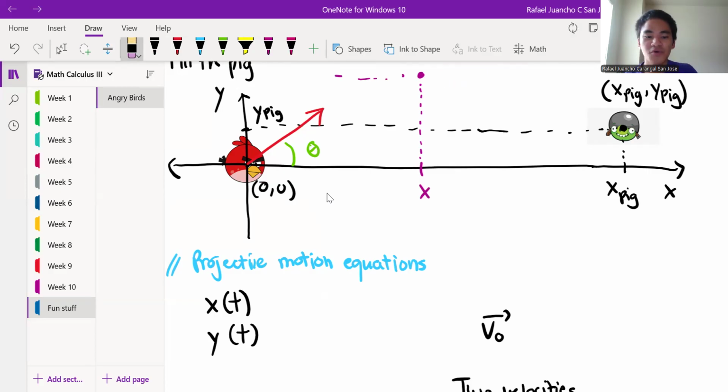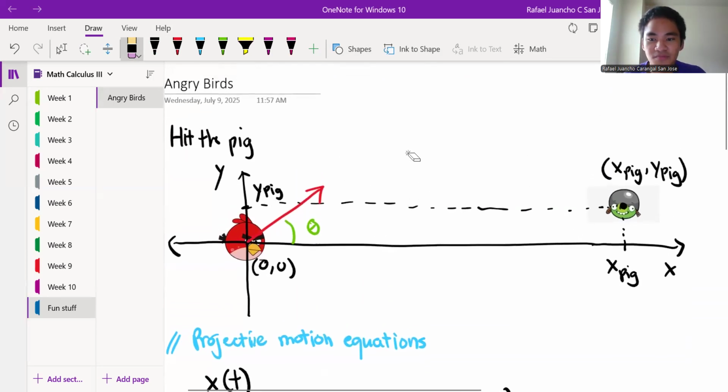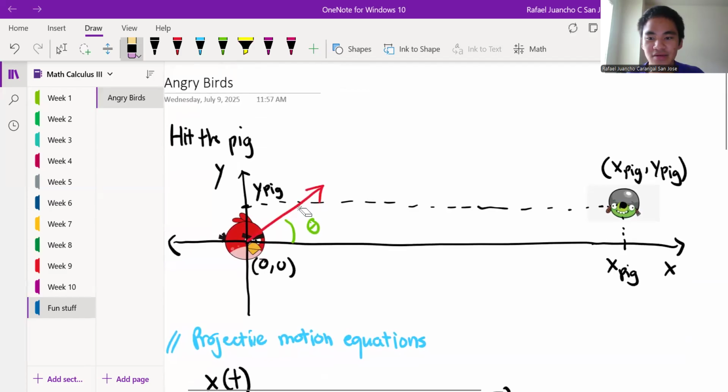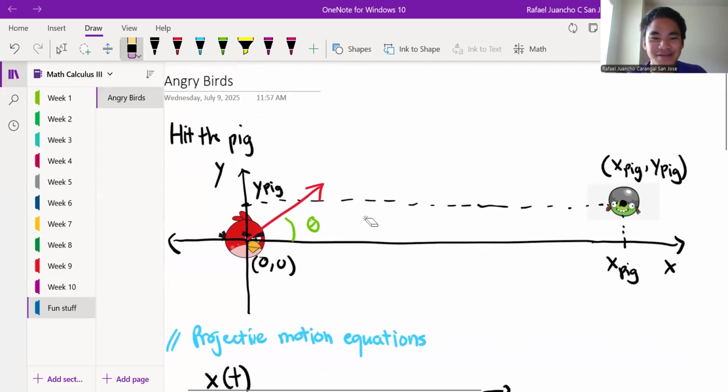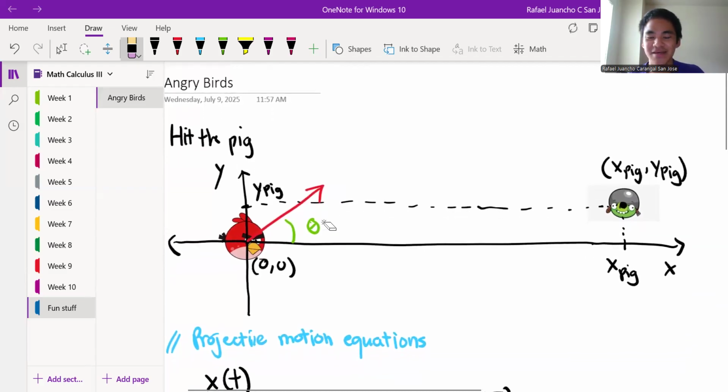And so we want to create a function where, given some time or after some time, the bird is exactly at this position. The bird is exactly at another position. So that's the idea. And our goal here is we want to hit the pig. So the idea is we want the bird's coordinates to be equal to x pig, y pig.